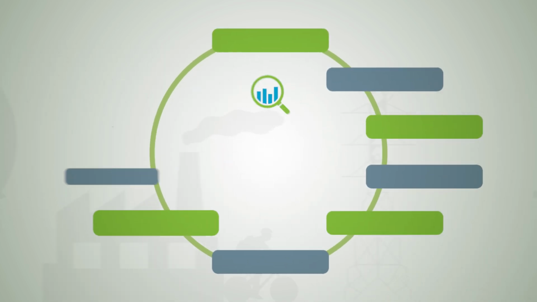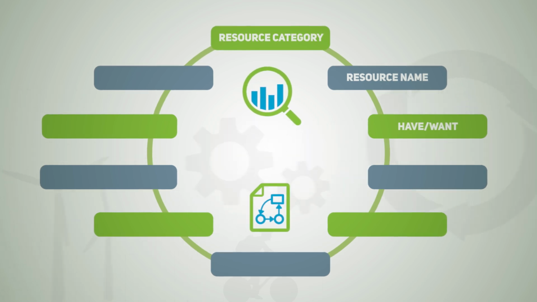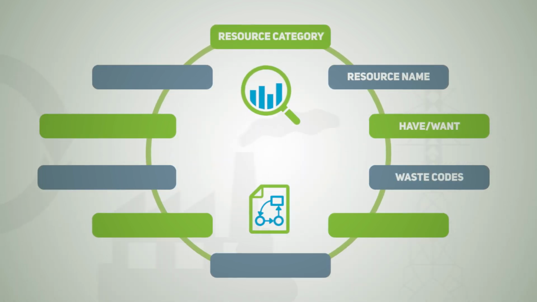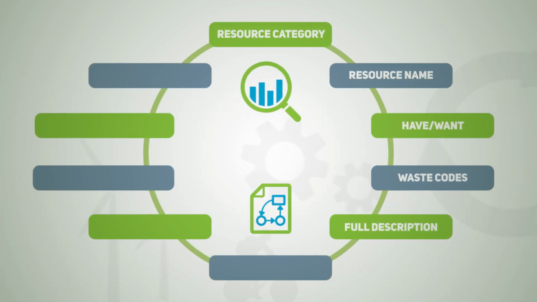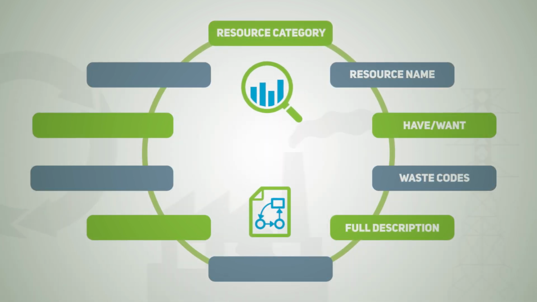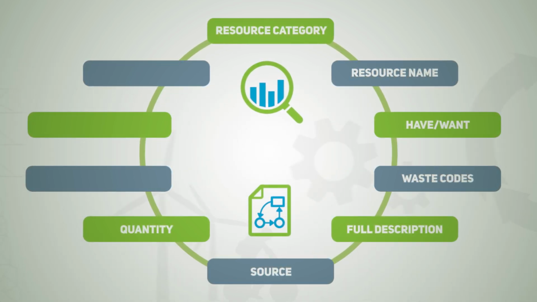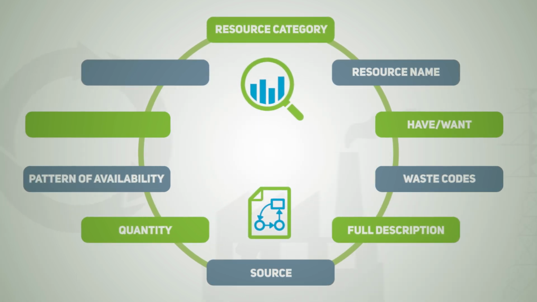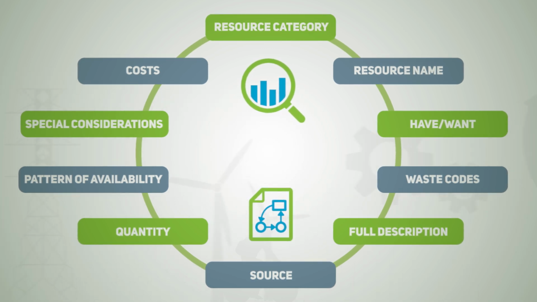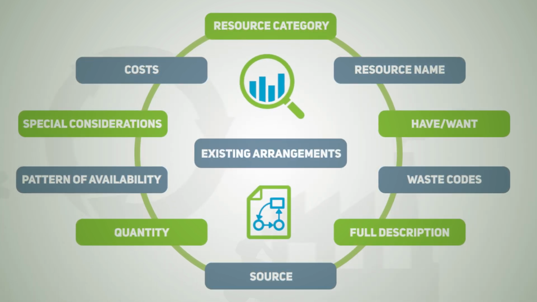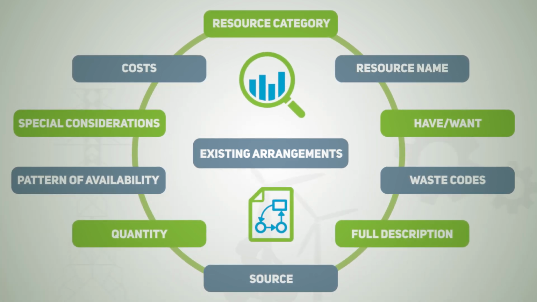Clarify what resource you are identifying, the category, the name of the resource, whether it's something you have or want, and if it has an applicable waste code. Then, list the details of the resource. Start with the full description of the resource or resource name, including technical specifications. What is the source and quantity of the material? What is your pattern of supply? Are there special considerations to be aware of? What are the costs involved with securing the resources needed? What costs are involved with waste management and the disposal or handling of any unwanted byproducts?